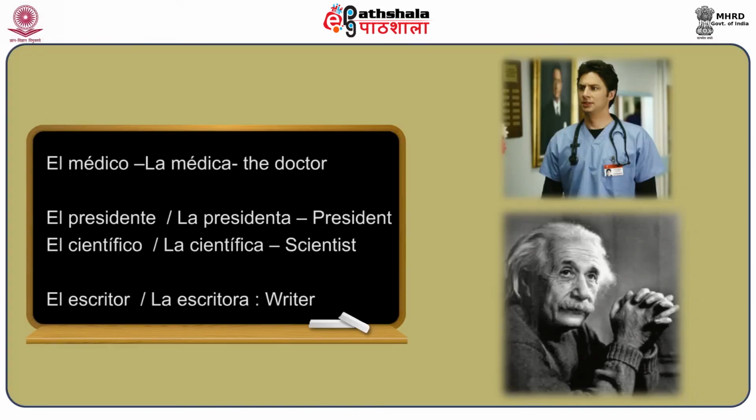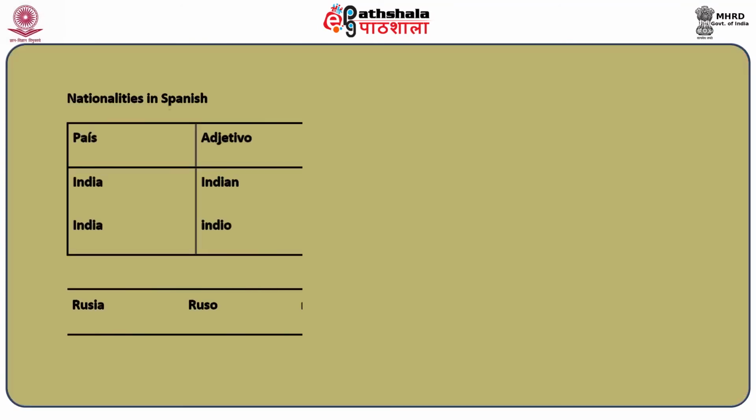Singer, el cantante o la cantante. Engineer, el ingeniero o la ingeniera. Doctor, el médico o la médica. President, el presidente o la presidenta. Scientist, el científico o la científica. And writer, el escritor o la escritora. Now there are other professions as well, and the rest of the professions are there in the e-text for your reference. Now let's learn how to say certain nationalities in Spanish.